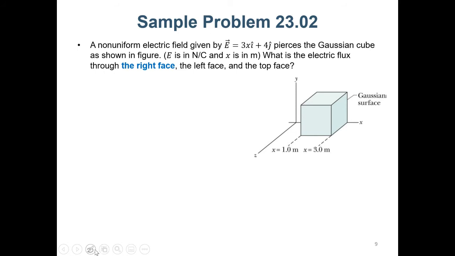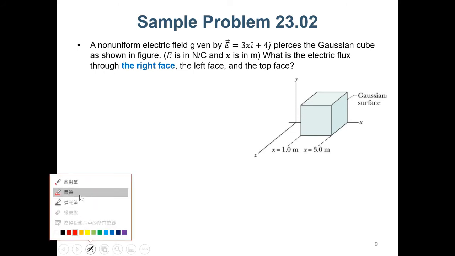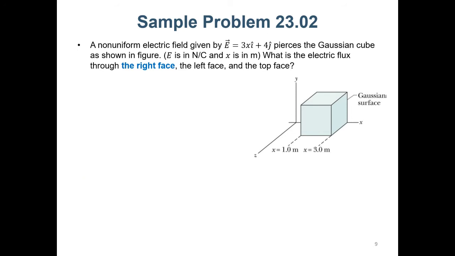Now we consider a uniform electric field given by this expression, plus the Gaussian cube as shown in the figure. What is the electric flux through the right face, left face and top face? We'll calculate the top one later. So let's calculate the electric flux through the right face first.